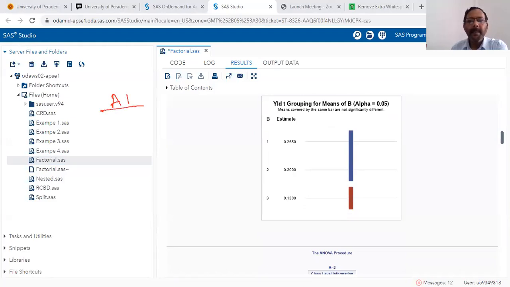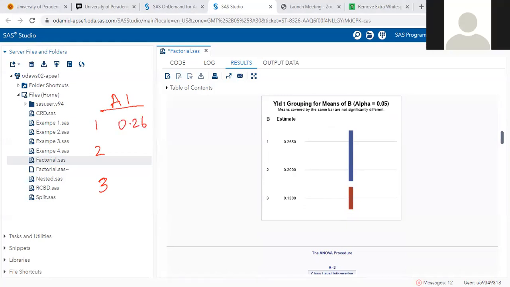Under the A1, the first and second memory sizes are reacting the same. First and second, the levels of memory size.